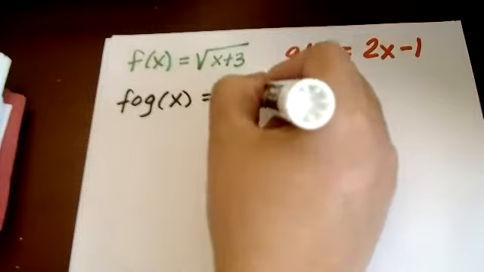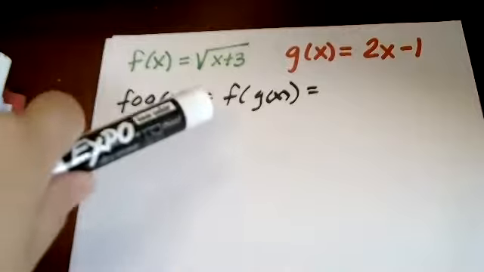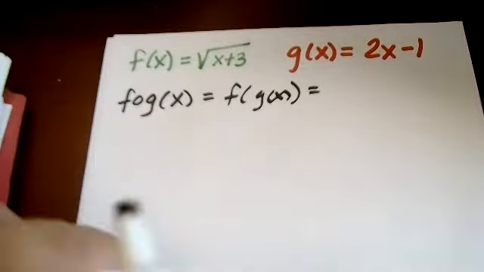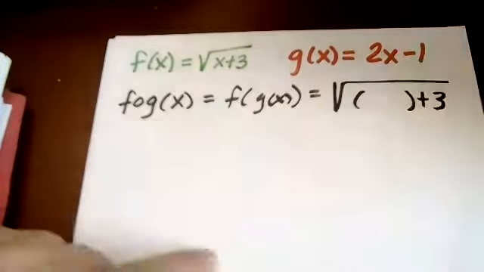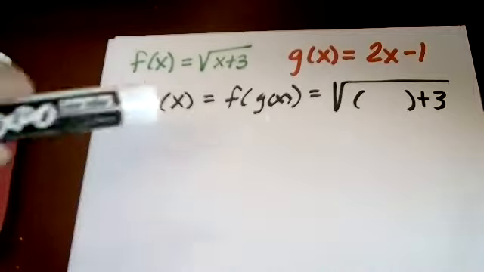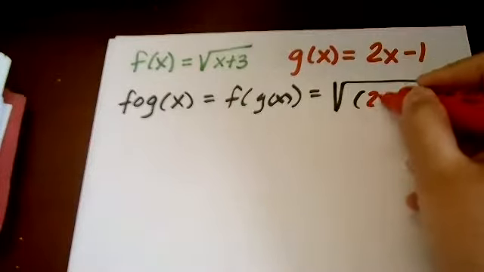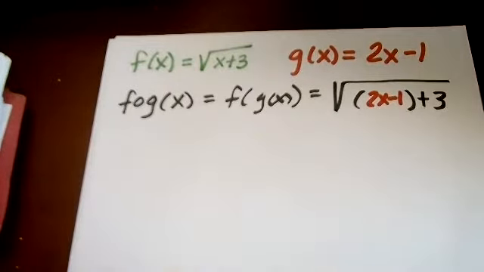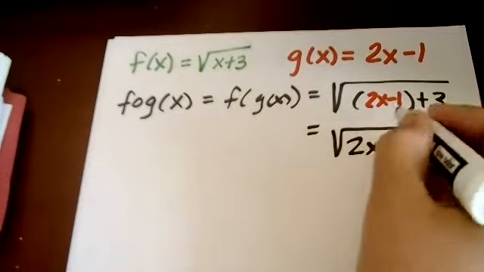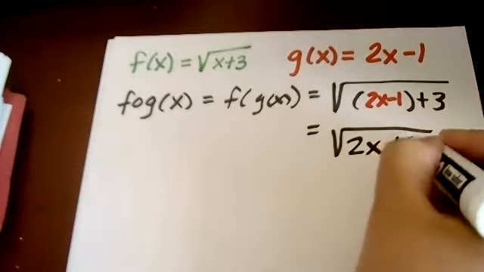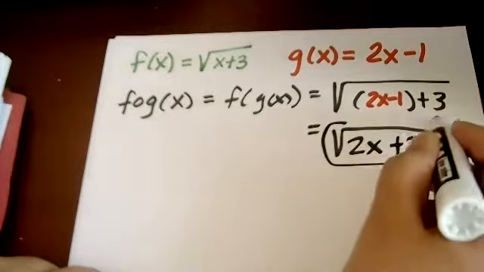f of g of x, or f composed with g of x. So I'm going to start with the f function, which is the square root of x plus 3. But instead of the x, I'm going to put in place of the x the g of x, which is 2x minus 1. So I put that inside of it. And I get the square root of 2x minus 1 plus 3. So that is the square root of 2x plus 2.